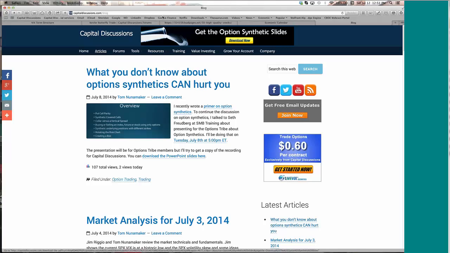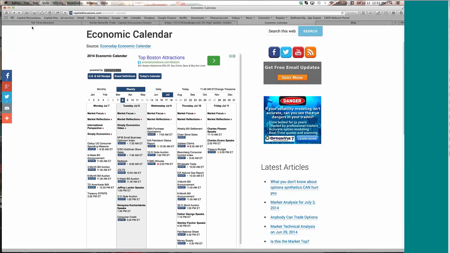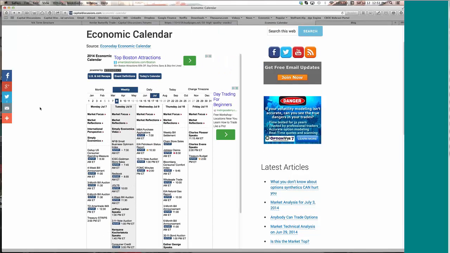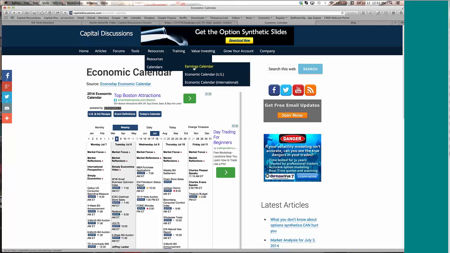What I'd like to do, as we always do, is take a look real quick at the economic calendar on our website that Tom put together. You can get to it from Resources, Calendars, and I look at the economic calendar. You can also look at the international, which I do, and the earnings. But most of the stuff comes from the economic calendar.